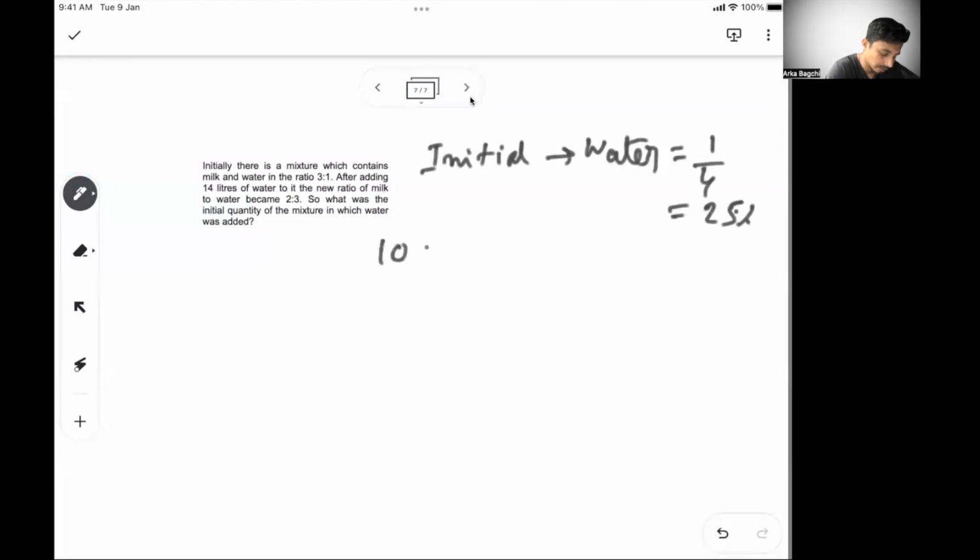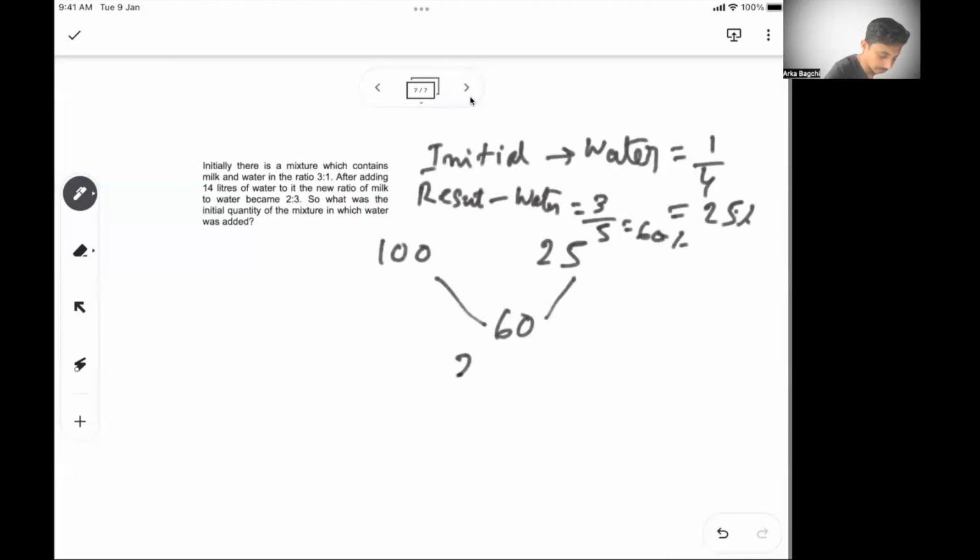So can I say 125, and the resultant water becomes 2:3. So in the result, your water is 3/5 or 60%, right? So 125, so this will be 60. So again, 35 here, 40 here. But here they have added 14-liter of water. So that means this 35 corresponds to 14. So this 40 corresponds to how much?